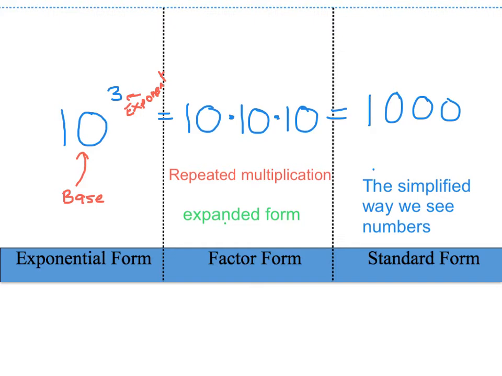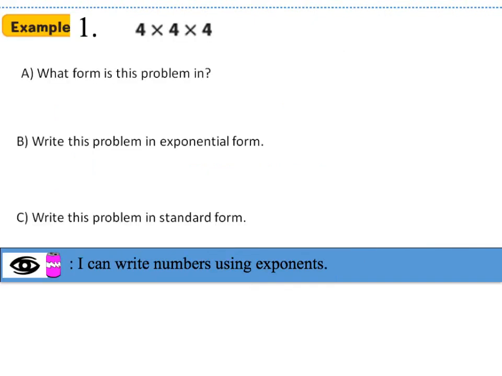So let's use these key concepts to talk about the following examples. So example 1 is giving us the problem 4 times 4 times 4. Notice that there's no exponents there, but it's repeated multiplication. So the form for part A is saying what form is this problem in? This problem is in factor form, or you can call it expanded form or repeated multiplication.